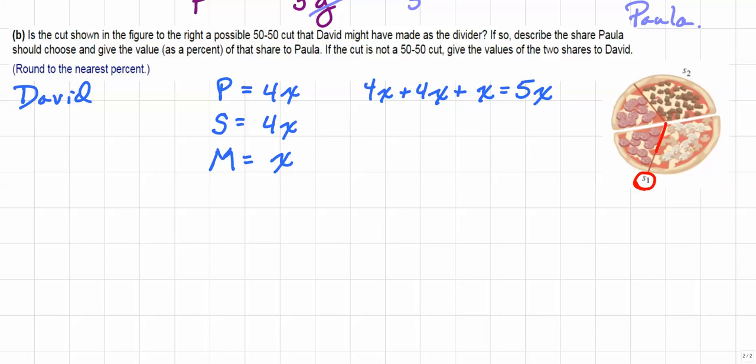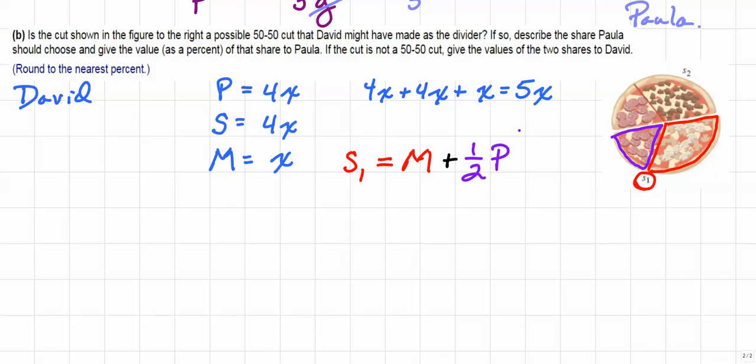Side 1 has a full portion of mushroom on it, and it has a half portion of pepperoni on it. So let's go ahead and write that out as an equation, or I should say as an algebraic expression. So let's look at side number 1. This is equal to a full portion of mushroom, and we're going to add to that a half portion of pepperoni.